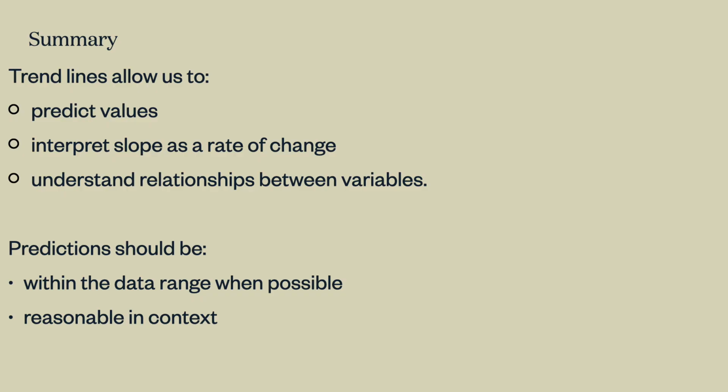We've learned that trend lines allow us to do a few things. They allow us to make predictions. They allow us to interpret the slope as a rate of change, and we need to interpret it in context using a unit. And trend lines help us understand the relationships between variables. When we are making predictions, which is one of the things trend lines are really useful for, we need to make sure our predictions are, number one, within the data range when possible, and number two, make sure they are reasonable within context.